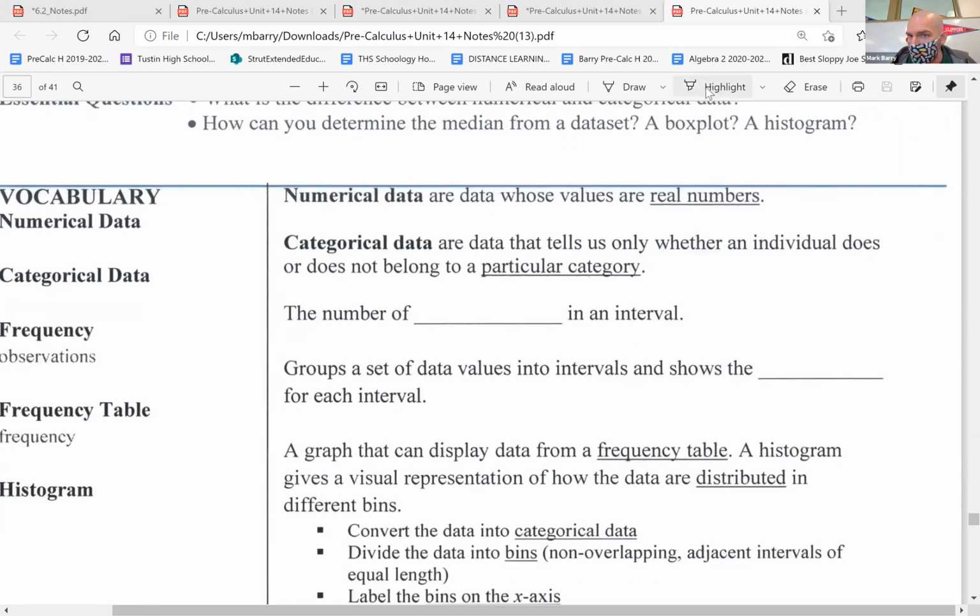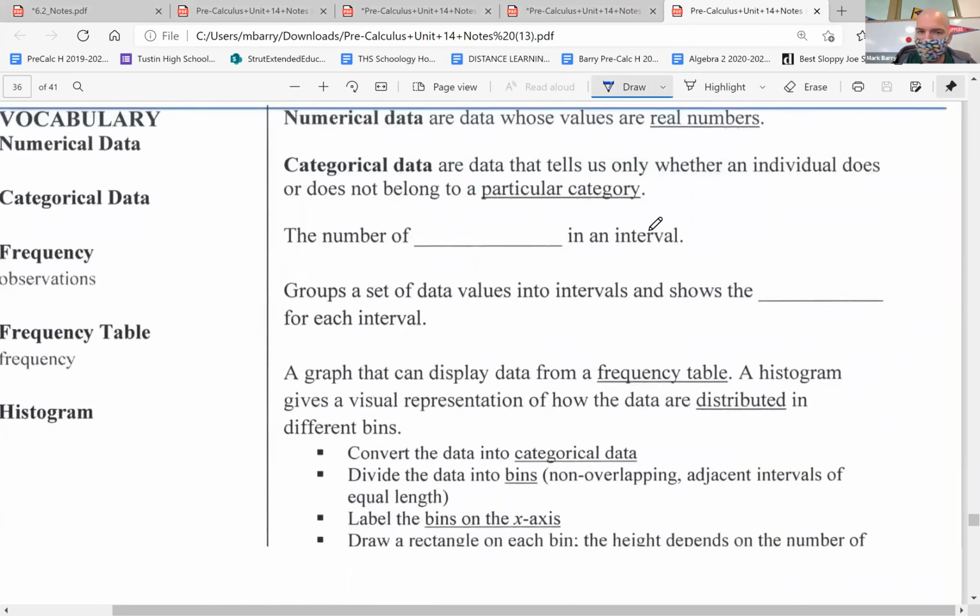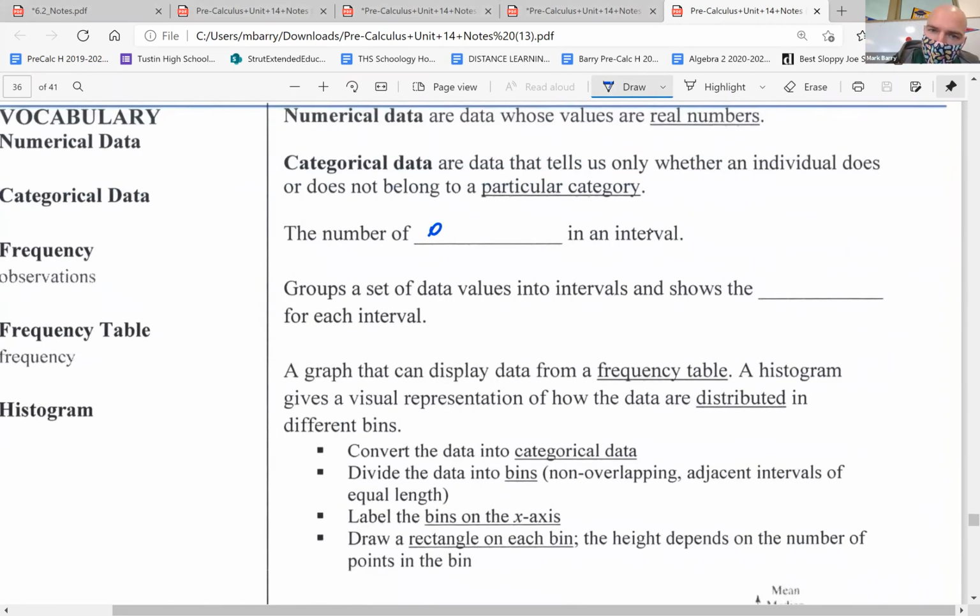We talked a little bit last section about frequency tables, and we're going to continue with that. So frequency is the number of observations in an interval. And then a frequency table groups a set of data values into intervals and shows the frequency of each interval. All right.